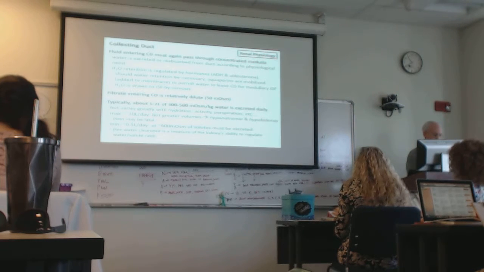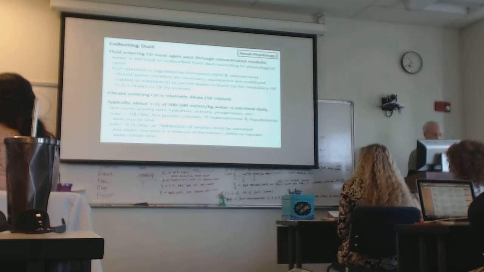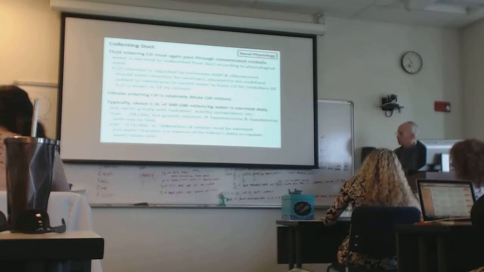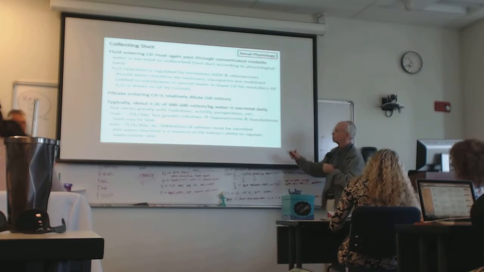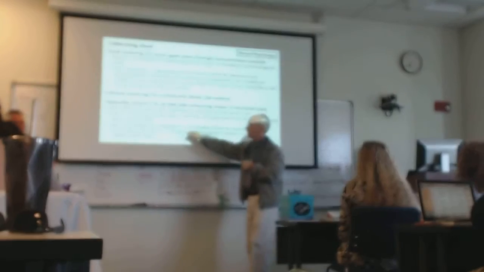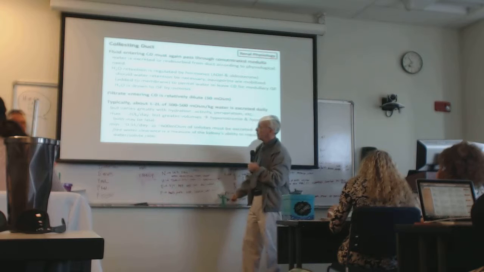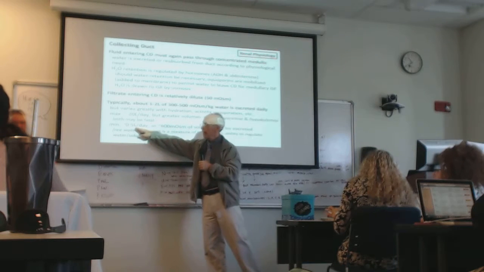You can see some typical numbers here. We said the filtration entering the collecting duct is typically on the order of 50 to 100 milliosmoles. Those would be typical values. But it's going to vary based upon the activity, how much the person has been drinking for whatever reason, the degree of perspiration. Maximum around 20 liters a day. It's incredible to imagine that, but up to 20 liters a day. A minimum of about a half liter a day.